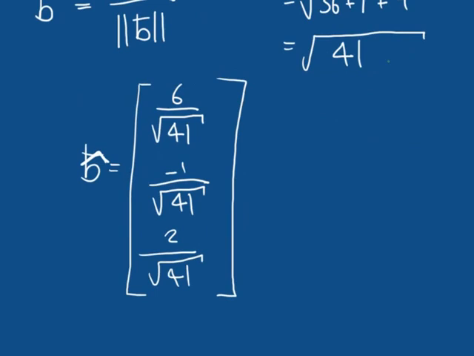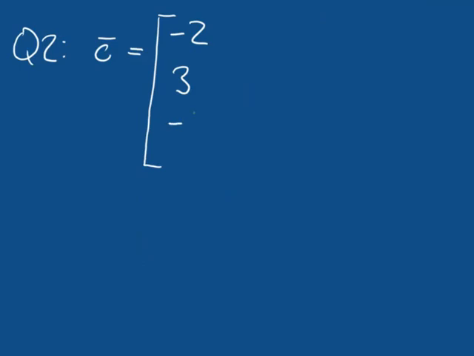So that's question 1. I'm going to set another question here, and then we will conclude this video. So question 2, let's say we have a vector c, and this has minus 2 in x, 3 in y, and minus 4 in z, say. And I'd like you to find c hat.